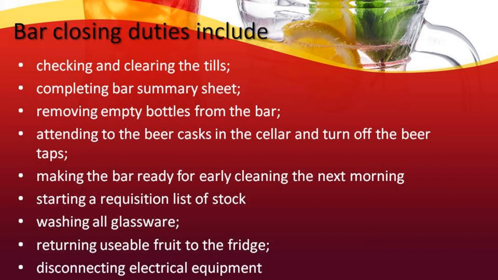starting a requisition list of known items of stock which will be required the next day. The list will be completed by the next day's opening team. Washing all glassware, returning usable fruit to the fridge, disconnecting electrical equipment except for tills and refrigeration or cooling cabinets by removing the plugs from the socket, pulling down and securing all grills, hatches and windows.